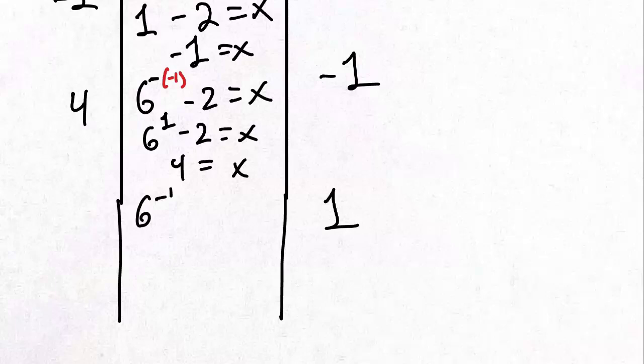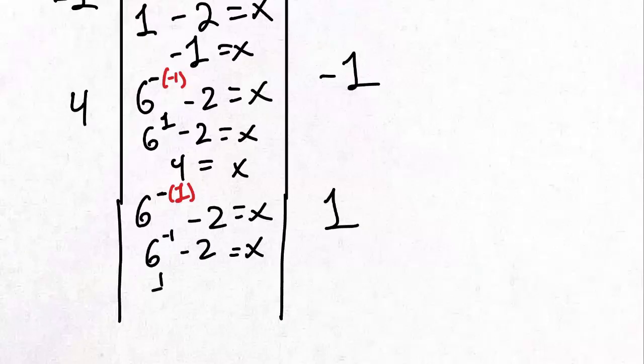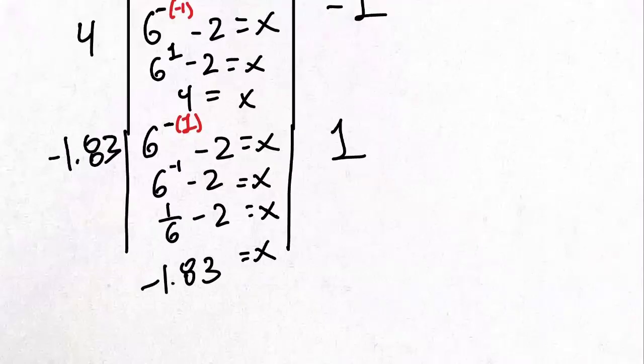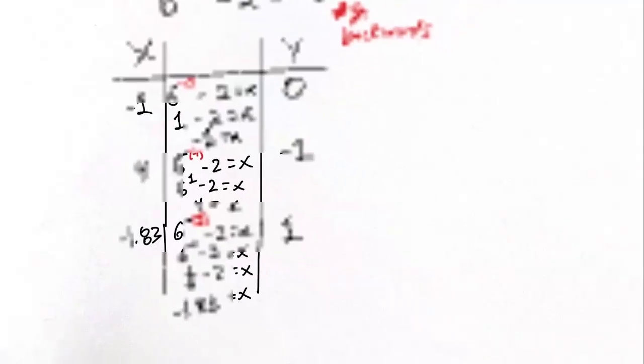So 6 to the power of negative 1 minus 2, oops, sorry, equals x. That's 1 over 6 minus 2. Since we're graphing it, you don't necessarily need to keep it as a fraction. You could write this as a decimal. So 1 divided by 6 minus 2 is negative 1.83. So you're going to have to go backwards. I'll give you guys a minute to copy these down.